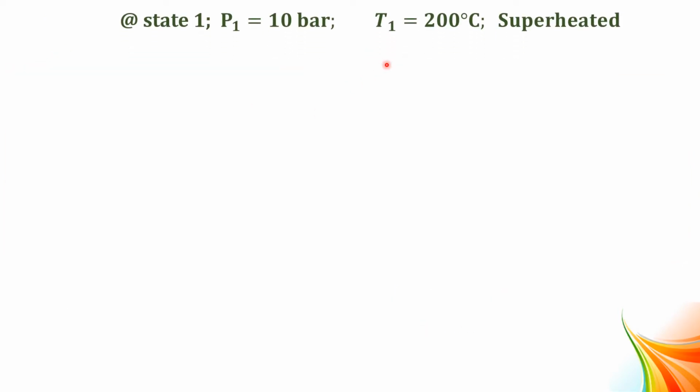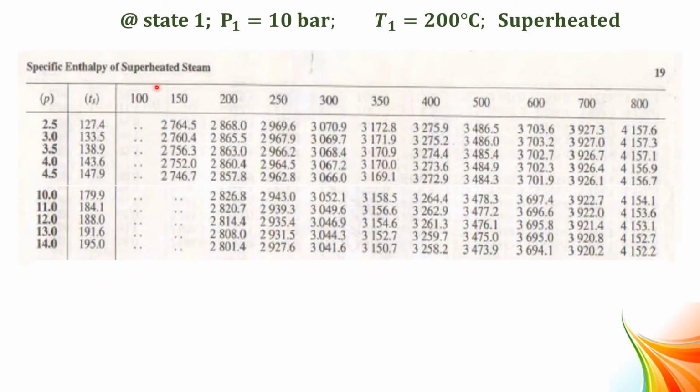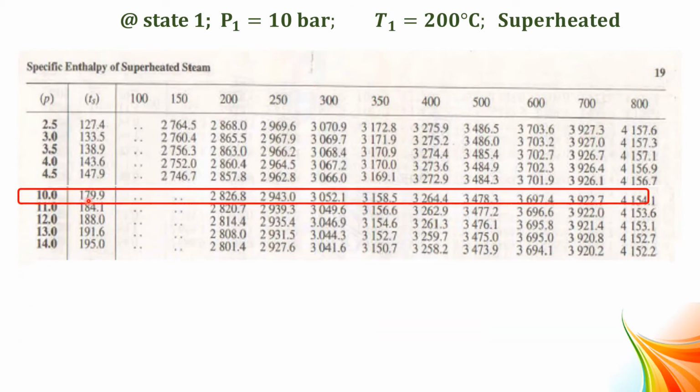Now we know at state 1 the steam is in superheated condition. So here the pressure P1 and temperature T1 values are given. So move to superheated specific enthalpy steam table at page number 19, corresponding to a pressure of 10 bar and a temperature of 200 degrees centigrade. The superheated enthalpy h sup equal to H1 equal to 2826.8 kilojoule per kilogram.